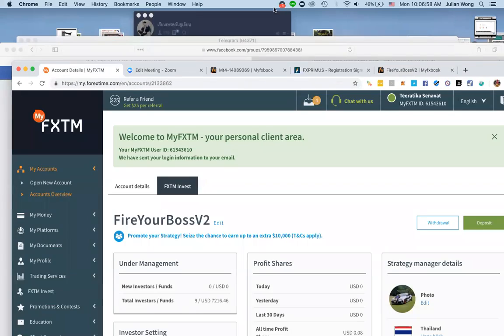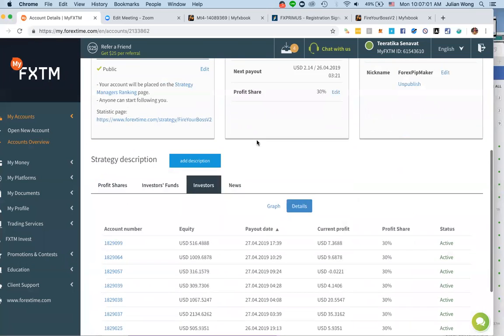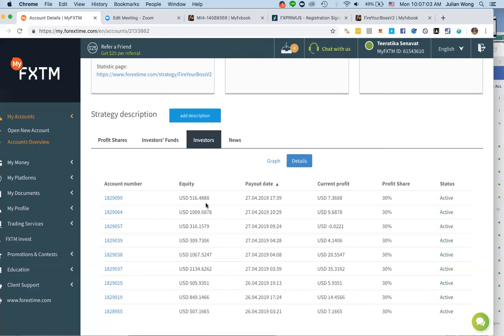So we had some people come on board, just trying out with different sums of money. For example, this guy started out with 500-ish, 500 plus, and he has since made 7.36 USD. This guy has made $9. This guy has a loss of like 2 cents. Not sure how that happened. Maybe it's timing. This guy lost 4. This guy made 4. This guy made 20. This person 35.